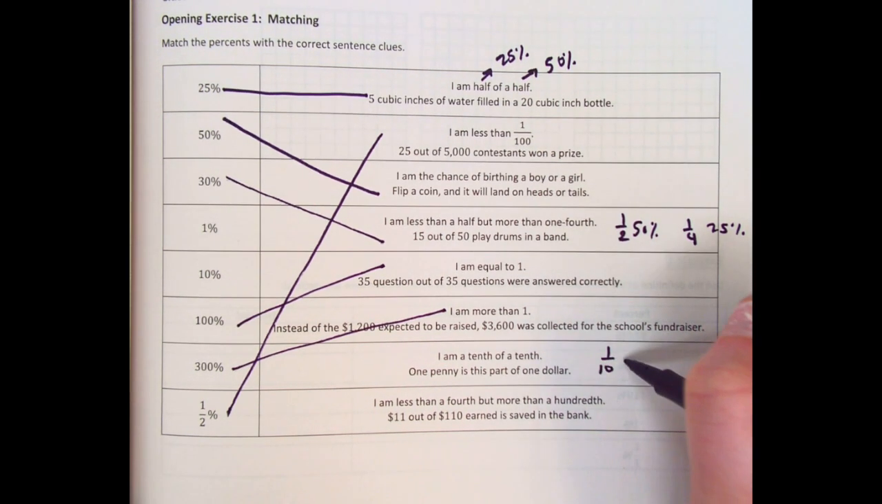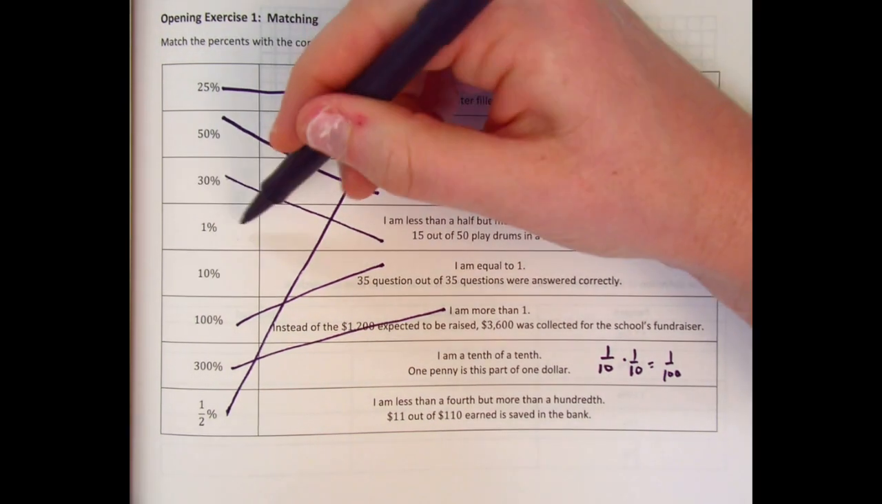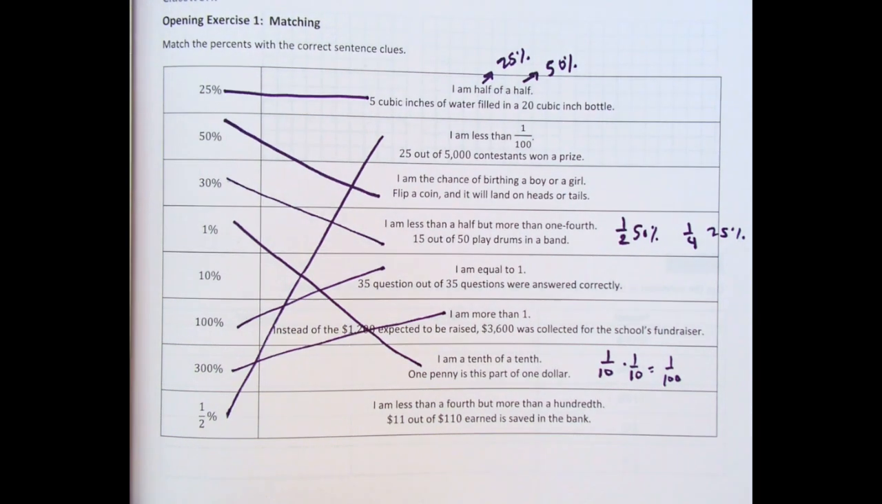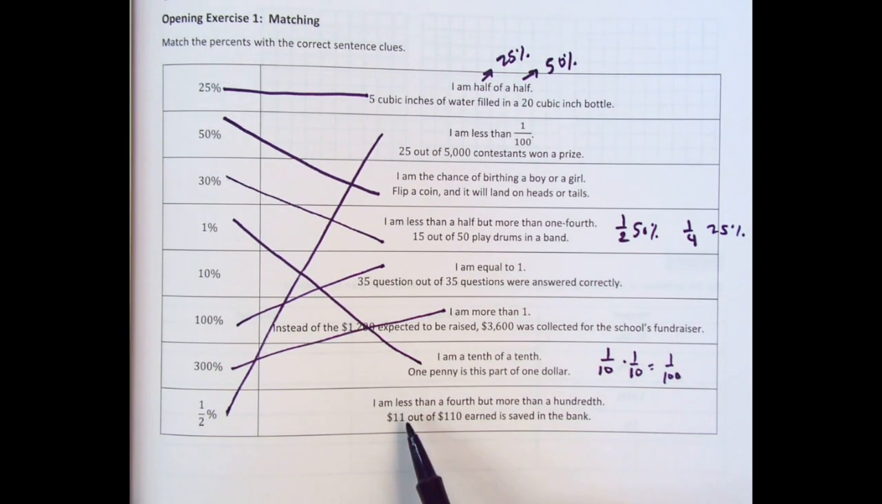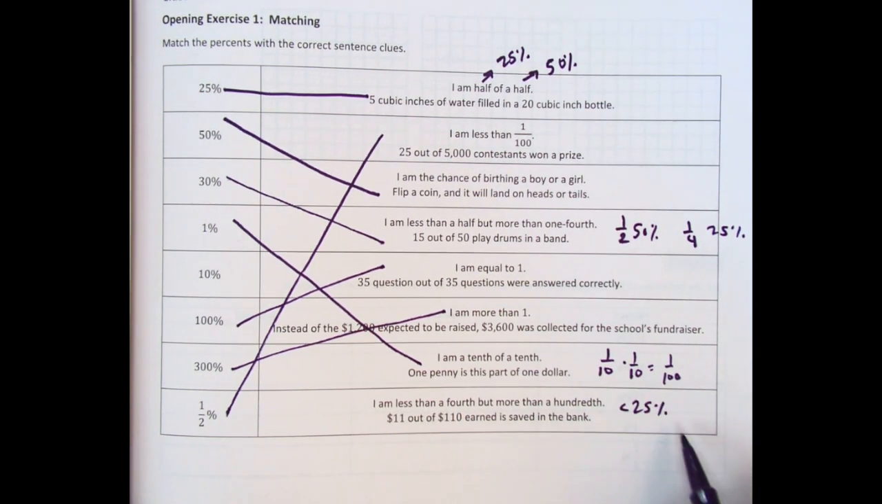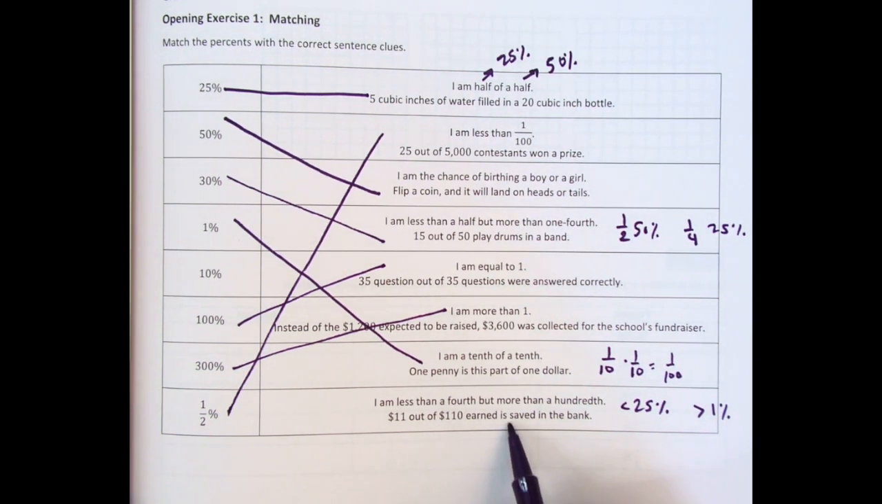And I am a tenth of a tenth. So 1/10 times 1/10, 1/100th, that's 1%. Remember, percents are always out of 100. And lastly, I am less than a fourth, so less than 25%, but more than 100th, which is 1%. And 11 out of 110, so that's 10%.